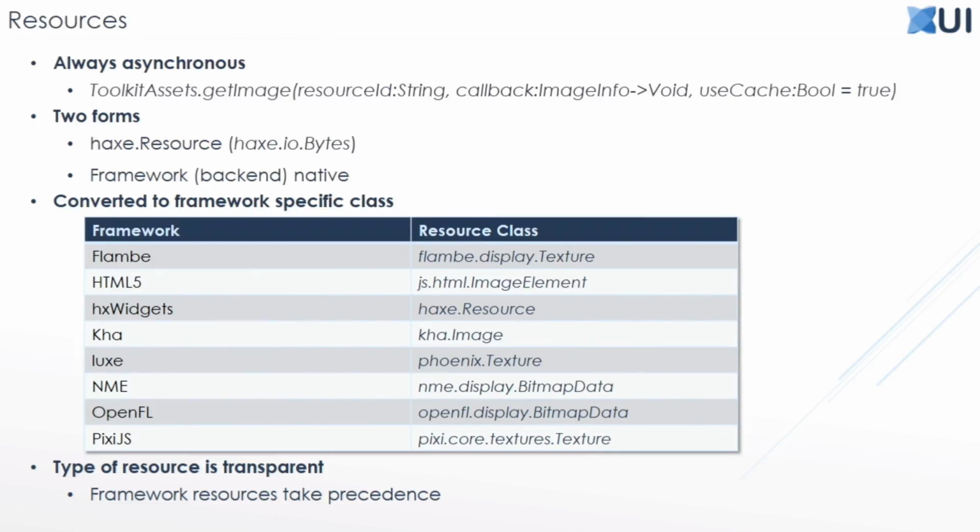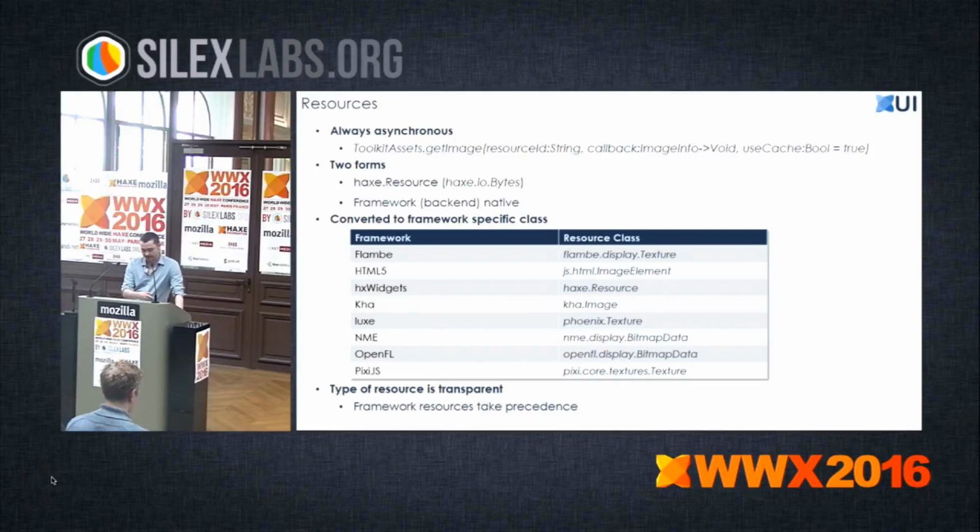So with that said and done, HaxeUI uses whatever the framework does. So it's a Kha.image, or it's a JS.image element, Hex resource for wxWidgets. For Luxe, it's a Phoenix.texture, which I believe is changing soon. So that's fine, and that works pretty well, assuming you're using those classes as your images. What's an issue is, as I talked about previously, if you're using Hex.resources, which essentially ends up as a load of bytes, we want to convert that into something that the framework understands.